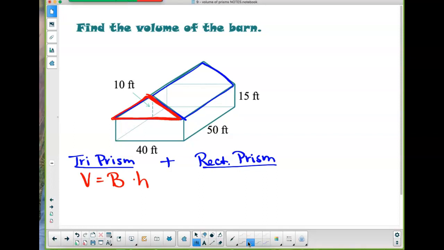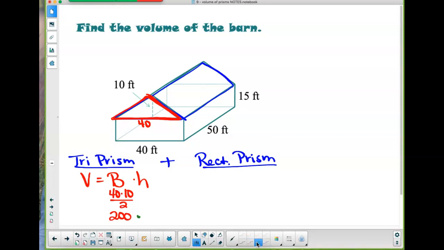How would you find the area of that triangle? We would move the 40 up, then it would be 40 times 10 divided by 2. Absolutely. Move the 40 up there. So it's 40 times 10 divided by 2. So 200. Okay, that's just the triangle.